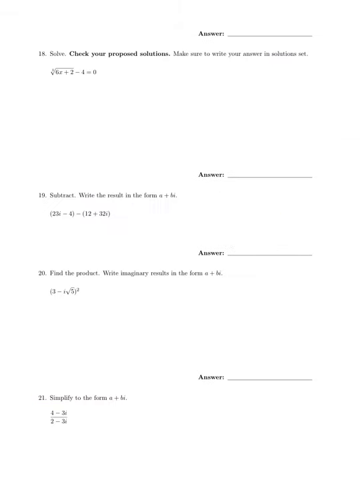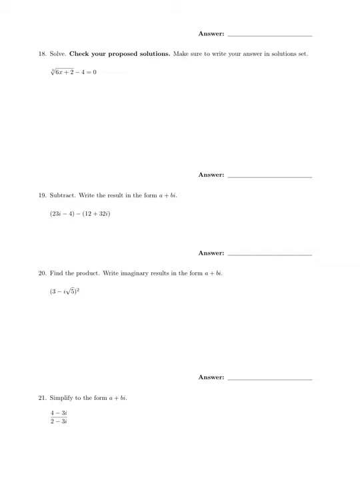All right, so now let's look at number 18. Solve, check your proposed solutions. Make sure to write your answer in a solution set. Okay, so ready to do this. So first you're given cube root of 6x plus 2 and then minus 4 equals 0. So the key is to isolate that radical on one side, right?